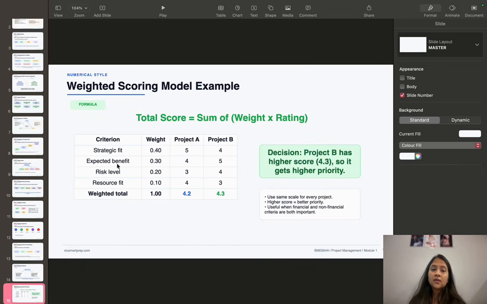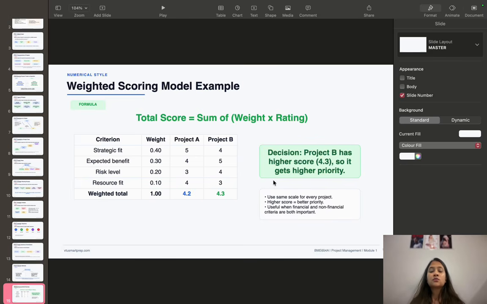So here you have the criteria, the weights, and the ratings for project A and project B. If we do the sum for project A and project B, the highest score is for project B. So project B is given the higher score, so it gets the higher priority. That is how it is being calculated.